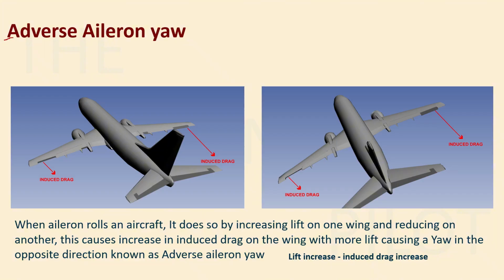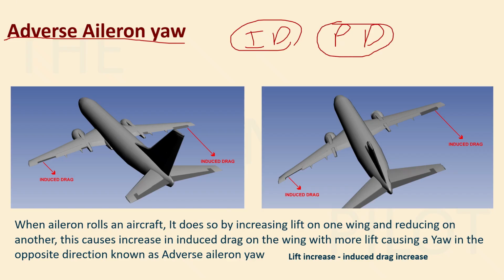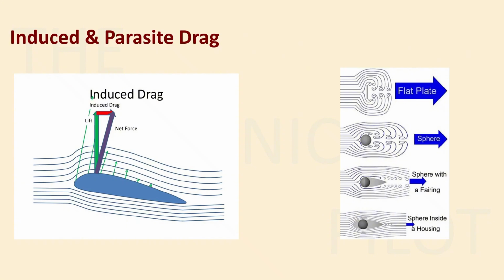All right, let's see what an adverse aileron yaw is. In order to understand adverse aileron yaw properly, you need to know what induced drag and parasite drag are. Induced drag and parasite drag will be covered in the drag chapter, but for now, we'll do a basic understanding of these types of drag. Induced drag is a byproduct of lift. Whenever there is an increase in lift, there will be an increase in induced drag, right? Just keep this in your head.